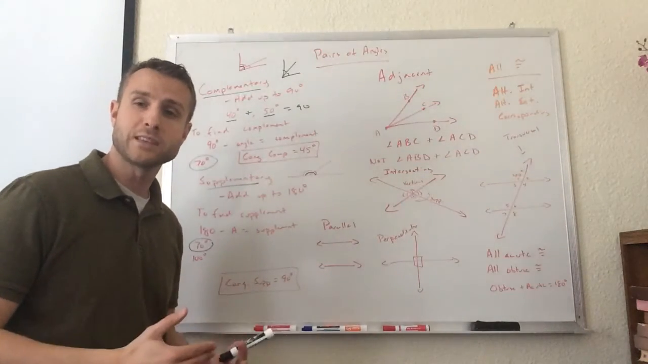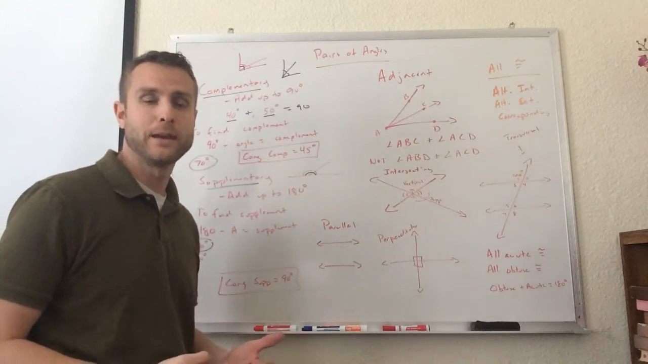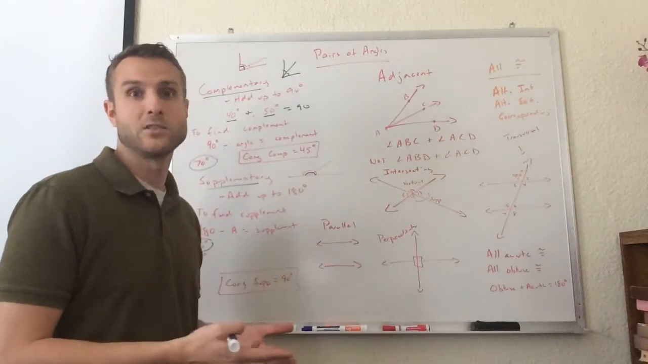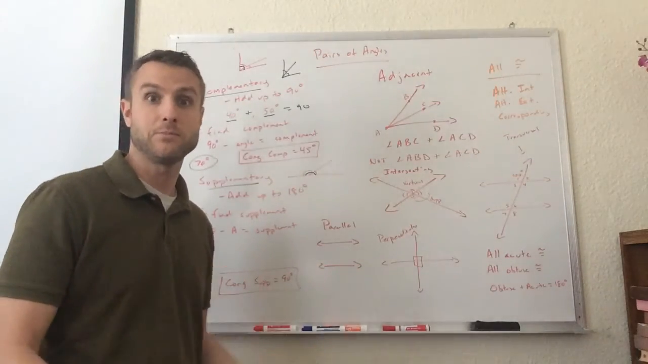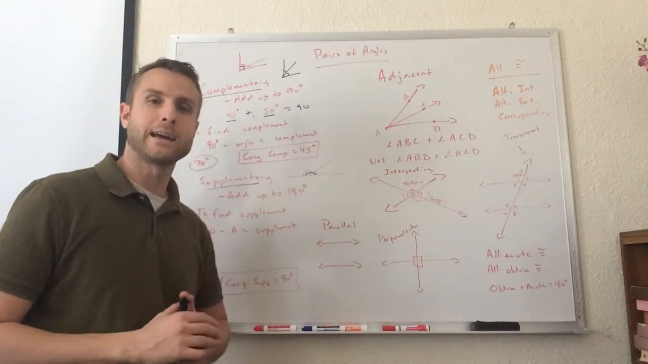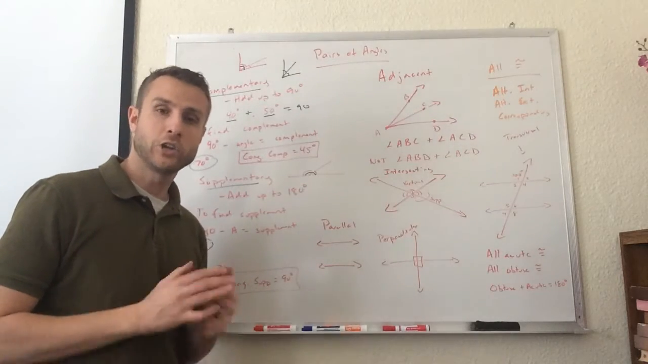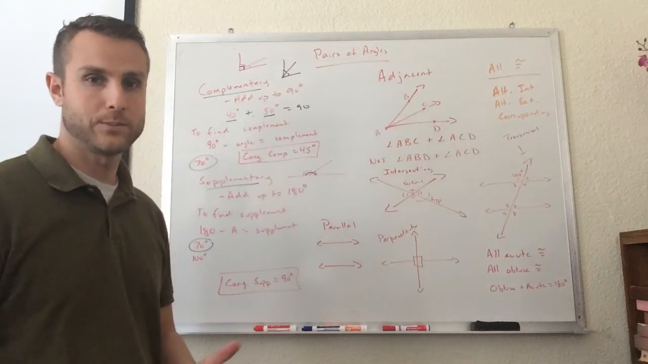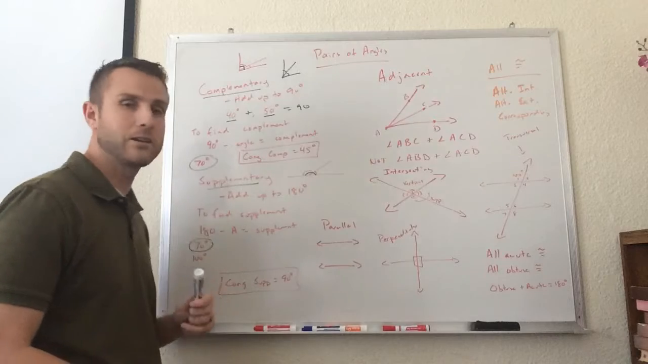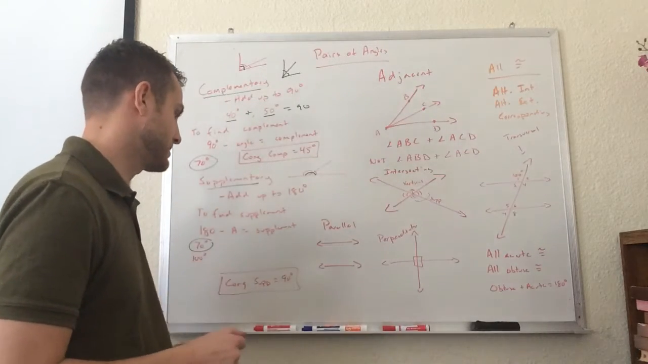If I have an obtuse angle like 100, that only has a supplement. You can't have a complement of 100 because there's no positive number that I can add to 100 to get 90, because 100 is already bigger than 90. So obtuse angles, angles that are bigger than 90, do not have complements. They only have supplements. Acute angles have both complements and supplements. So to find the complement, do 90 minus the angle, that gives you the complement. To find the supplement, do 180 minus the angle, that gives you the supplement.